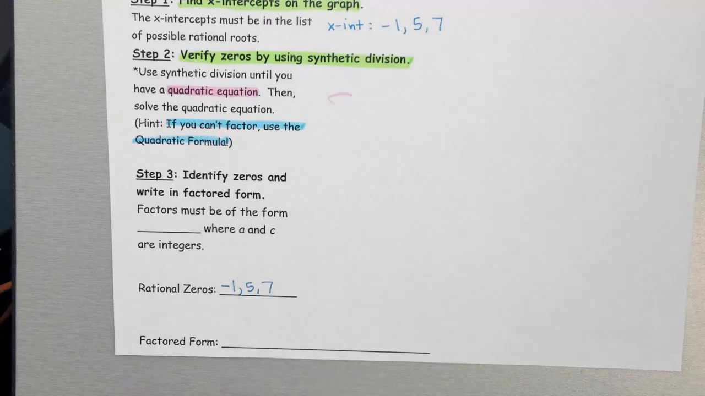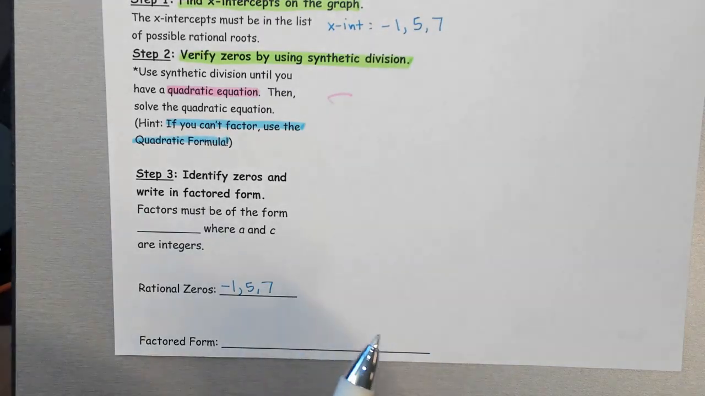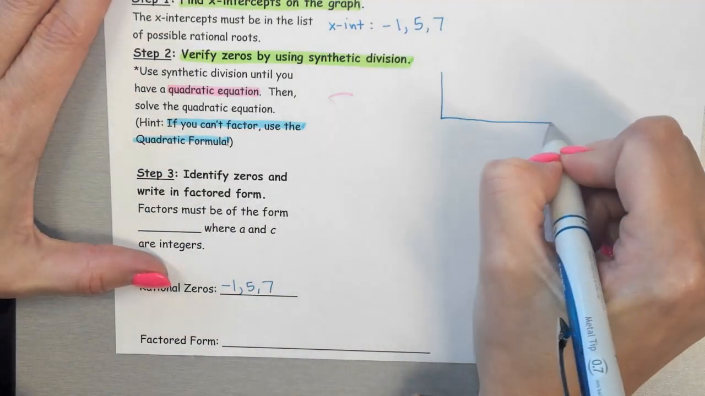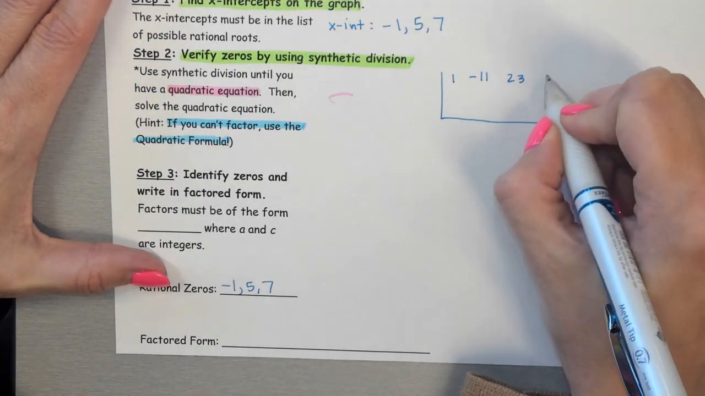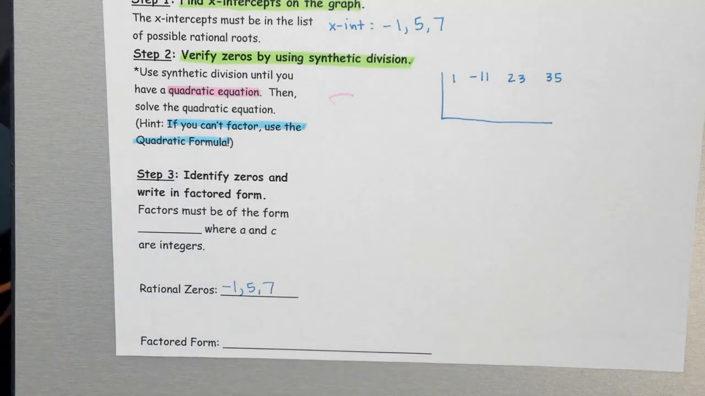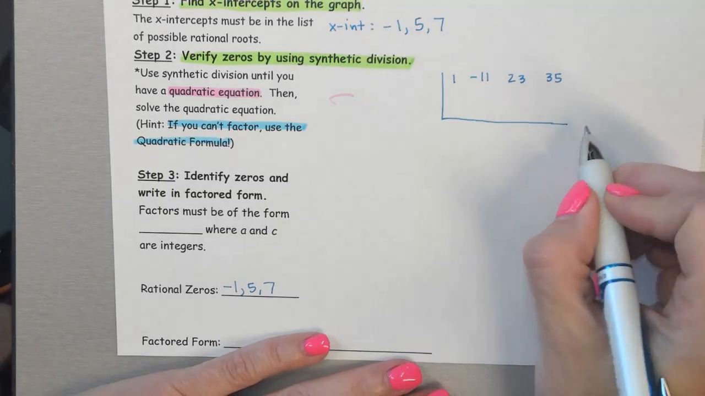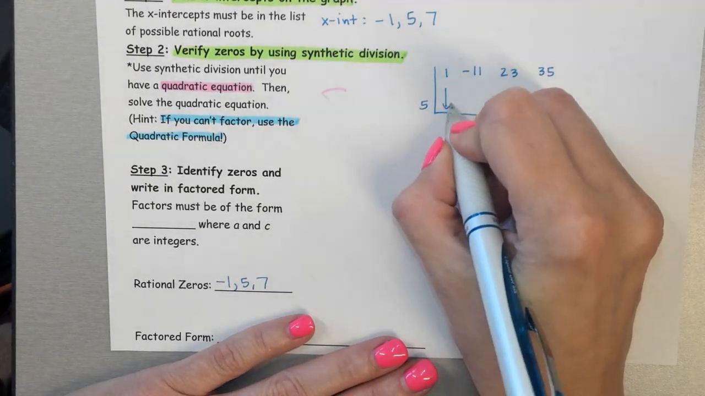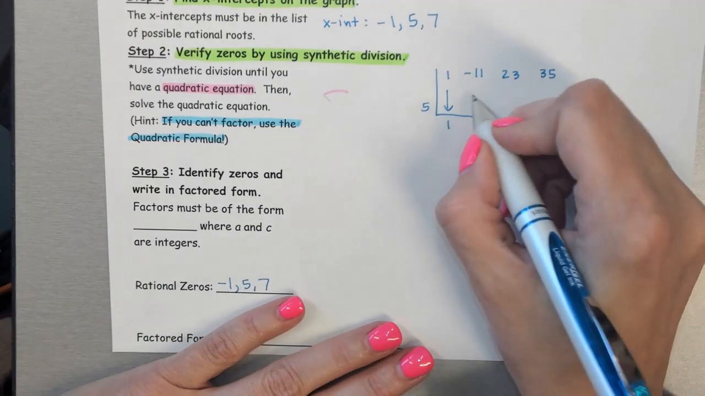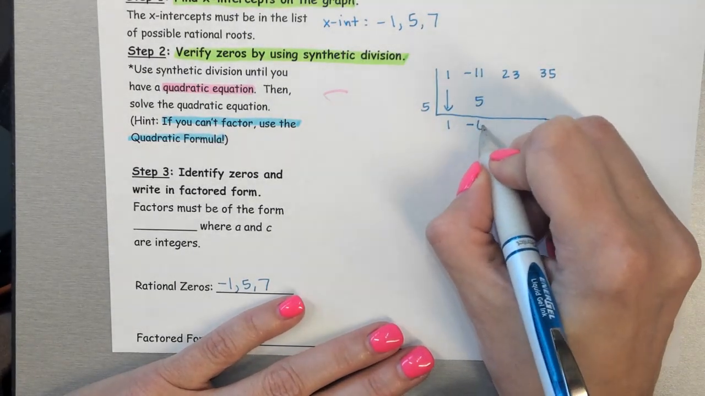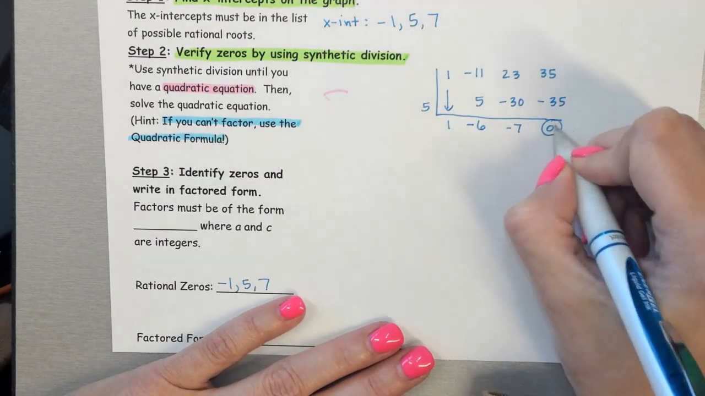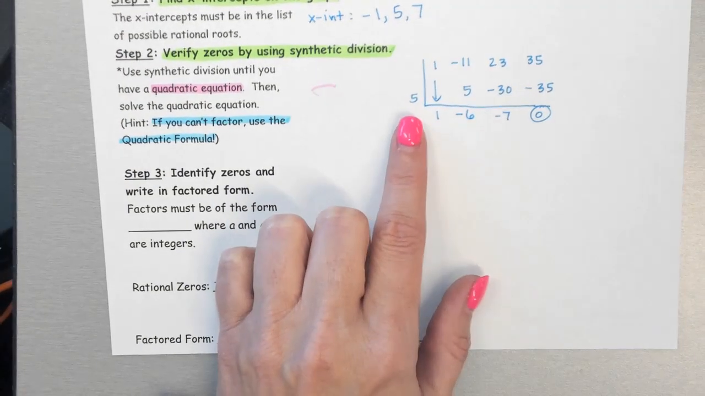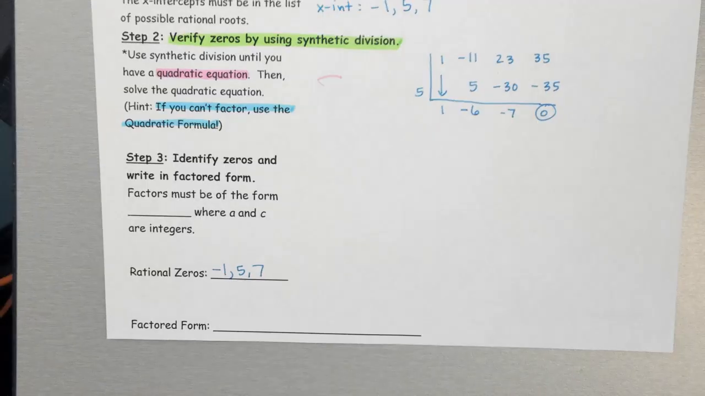Okay, so if you're verifying with synthetic division, you can pick which one of your zeros you want to use here. I'm going to line up my coefficients, 1, -11, 23, 35. Do you guys have a preference on which zero you want to use? 5, okay, I was going to say, you can use any one of them. So drop down the 1, times 5, add them together, -30, -7. If your remainder is 0, then this is an x-intercept. So we know that that is one of our answers.